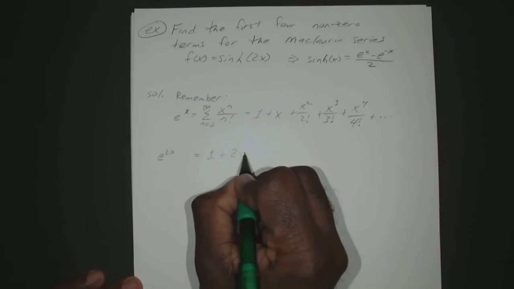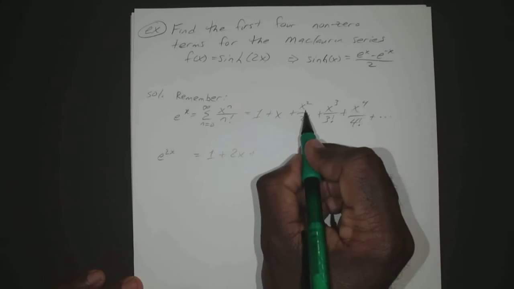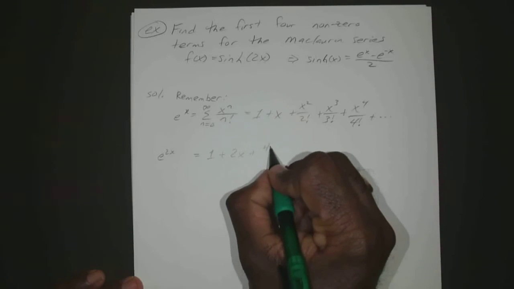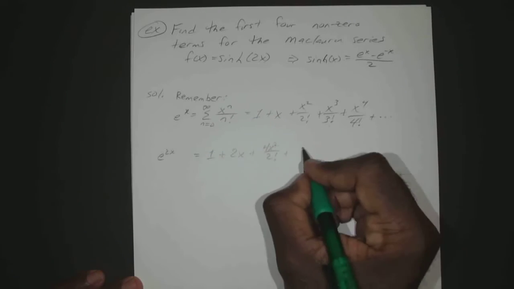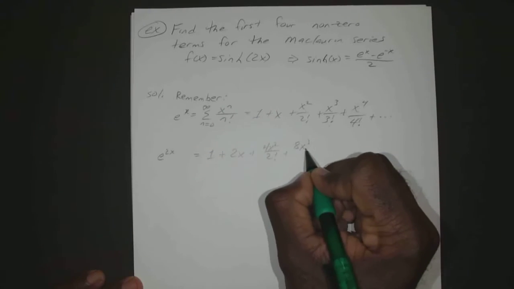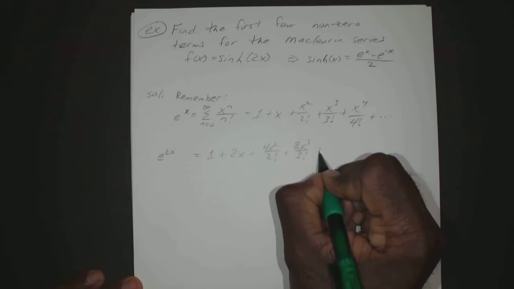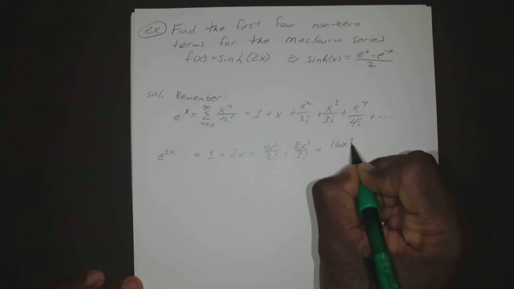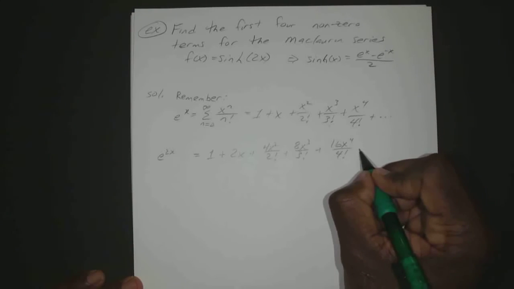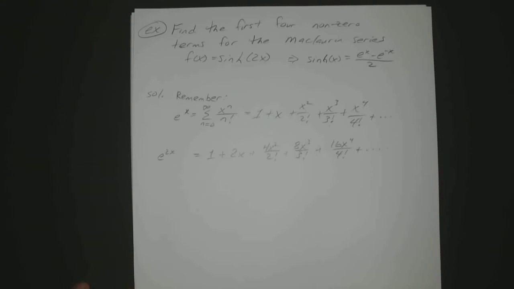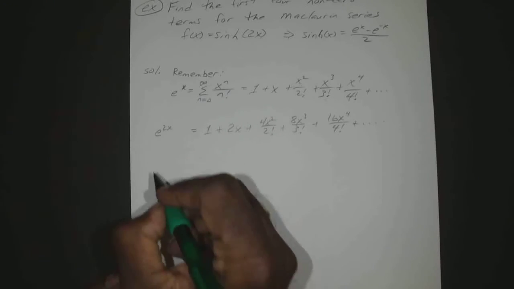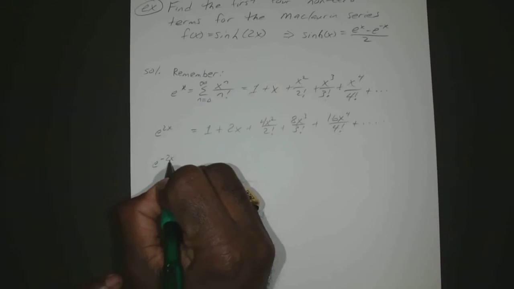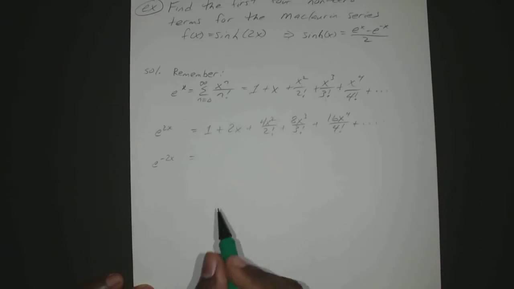So that's just 1 plus 2x plus 4x squared over 2 factorial plus 8x to the third over 3 factorial plus 16x to the fourth over 4 factorial, and it keeps on going. Okay. And our e to the negative 2x, we just replace every x with negative 2x.